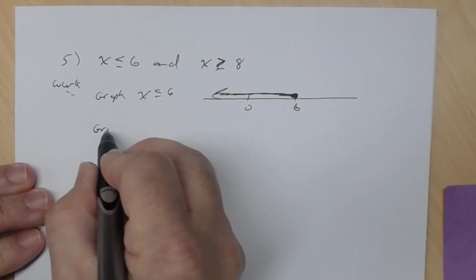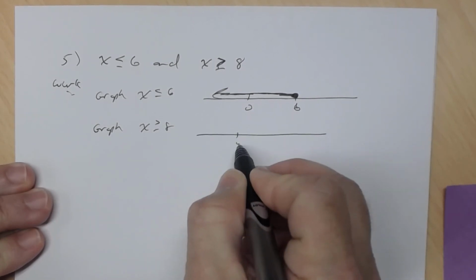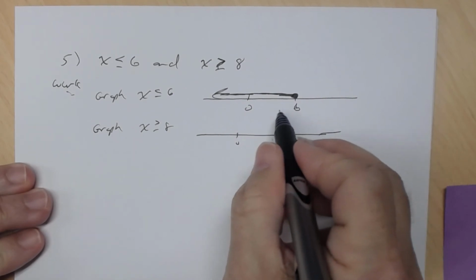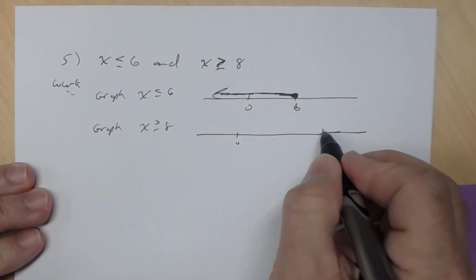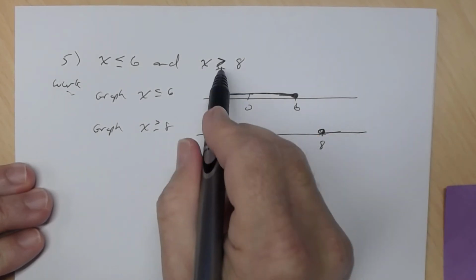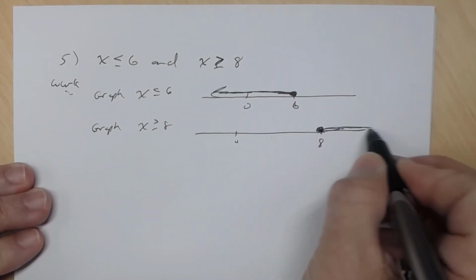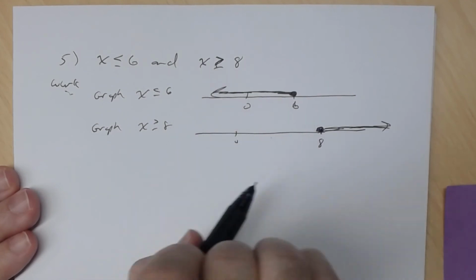Then we're going to graph the next one. x is greater than or equal to 8. So again, this is 0. And be careful where you put 8. Don't put 8 here, because 8 is on this side of 6. So make sure you put 8 in the right place. So let's say this is 8. Closed circle again, because of the equal sign. And then you shade to the right this time, because you want all the real numbers that are greater than or equal to 8.